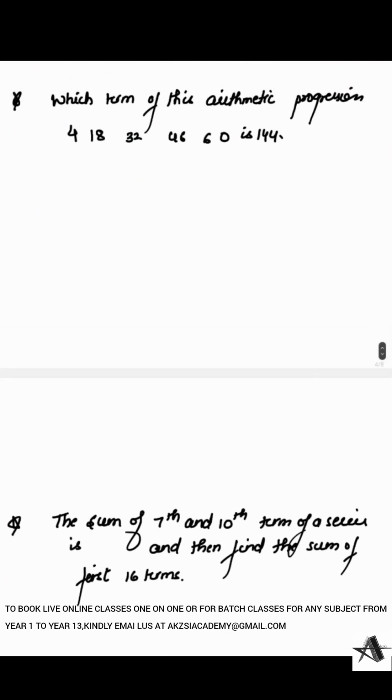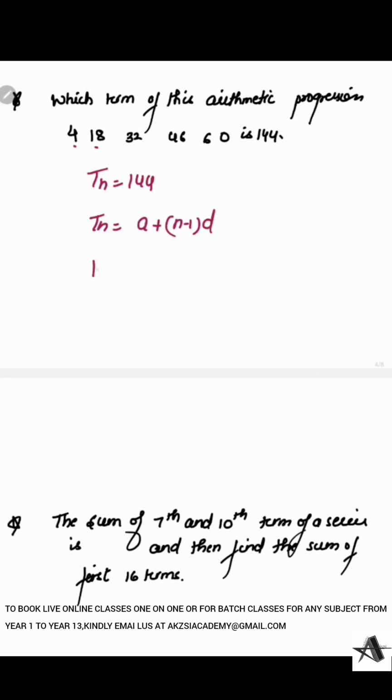Which term of this arithmetic progression is 144? The series is 4, 18, 32, 46 and 60, and it's continuing. We have to find which term 144 is. We are not aware which term it is, so let's say the nth term is 144. What's the formula to calculate the nth term? It's a plus (n minus 1)d. What's the first term? 4. And what's the common difference? 14, because 18 minus 4 is 14.